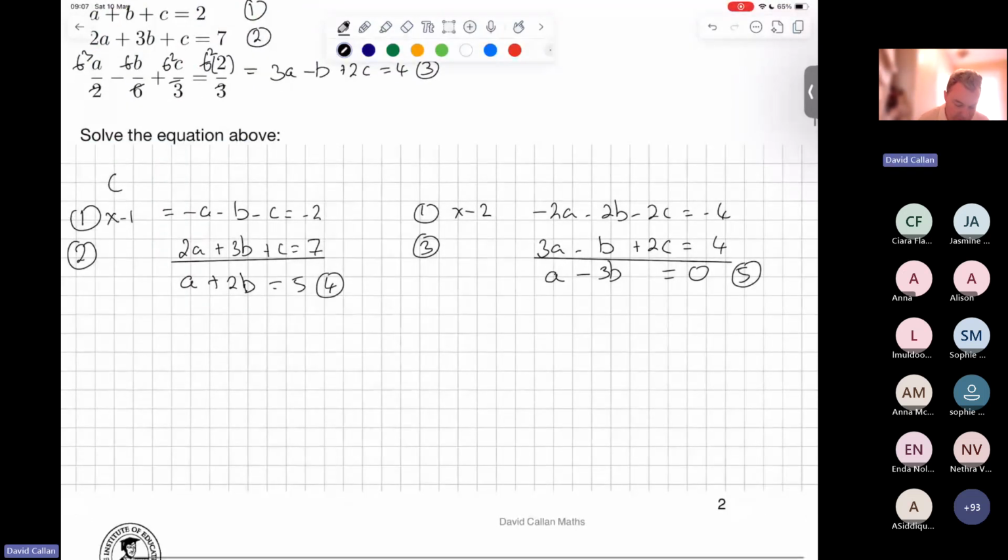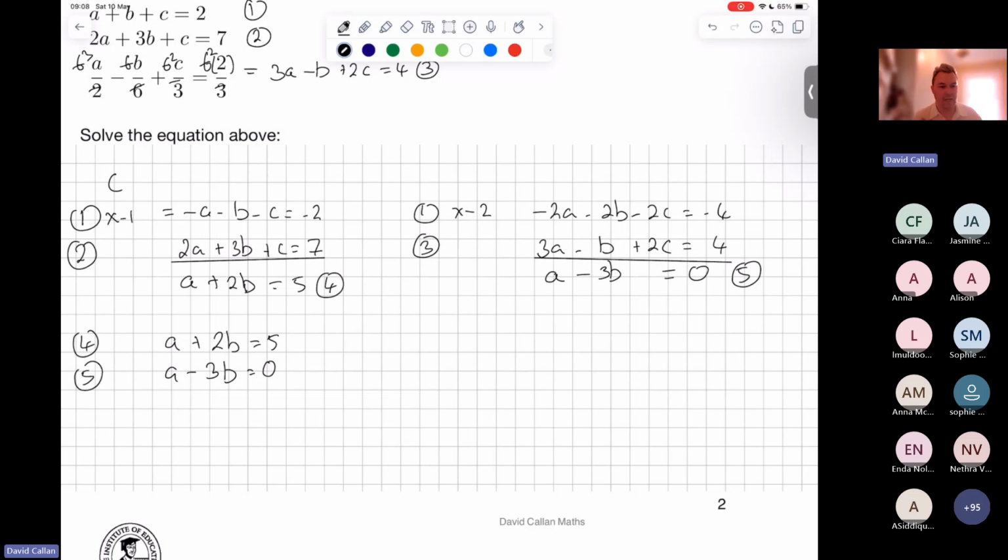So we're going to do a plus 2b is equal to 5 and a minus 3b is equal to 0. And that's equation 4 and equation 5. Now, again, we have to just pick a variable that we want to eliminate. I think the a's are the easiest one by a long shot here. If you disagree with me, let me know, but I think it's a good choice. So I'm going to multiply this equation by minus 1. And I get minus a minus 2b equals minus 5. I'm leaving the fifth equation alone.